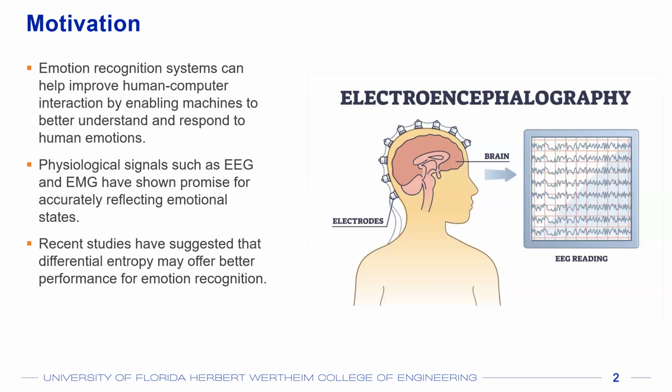The previous research in EEG-based emotion recognition has focused on features such as the energy spectrum and sample entropy. However, recent studies have suggested that differential entropy may offer better performance for emotion recognition.